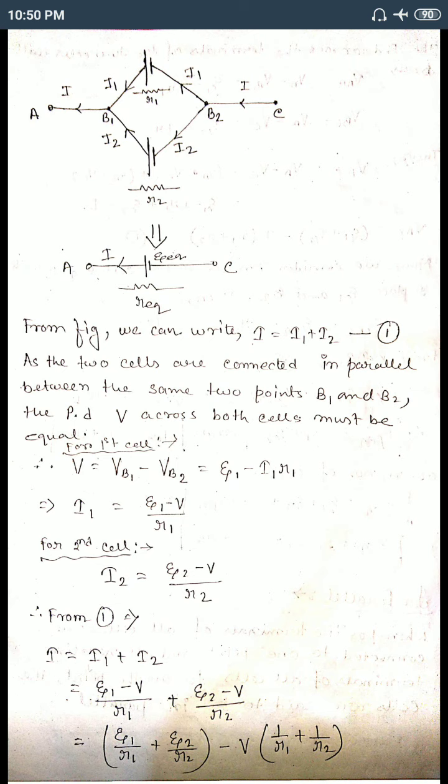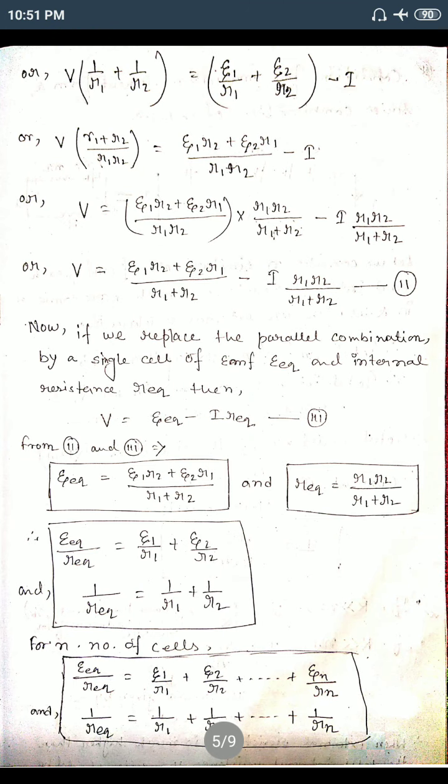But the expression for EMF in terms of internal resistance will be different for the second case, that is V equals E2 minus I2 R2. So from that equation we can write I2 equals E2 minus V by R2. That's why I write here, similarly for the second cell, I2 equals E2 minus V by R2. The suffix number will be changed. So from equation 1, I equals I1 plus I2. In place of I1 and I2, if we put these values and simplify it, we get this equation number 2.